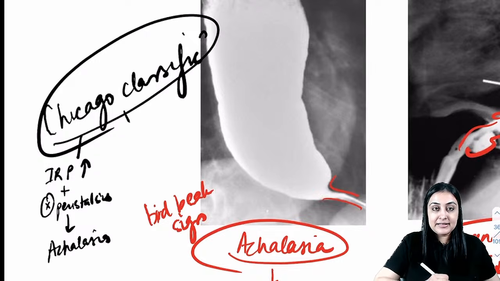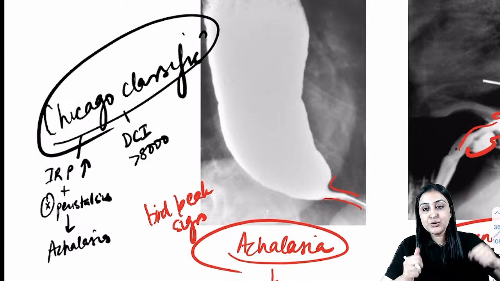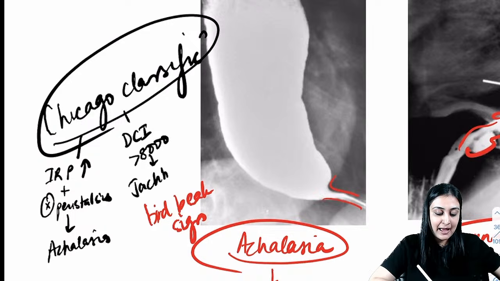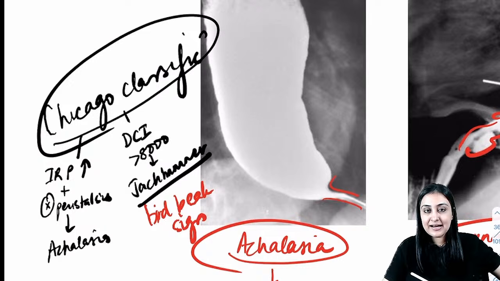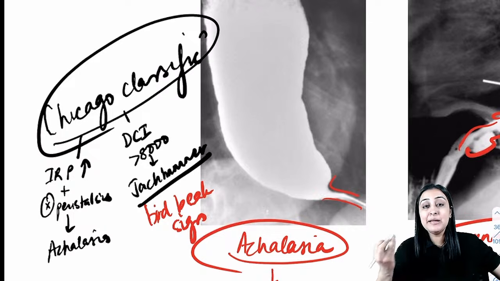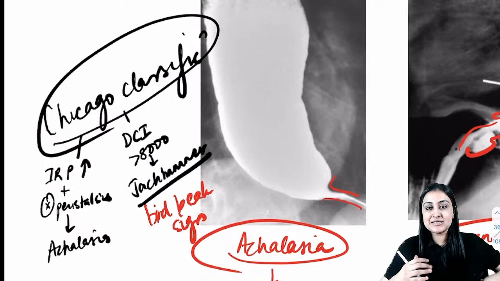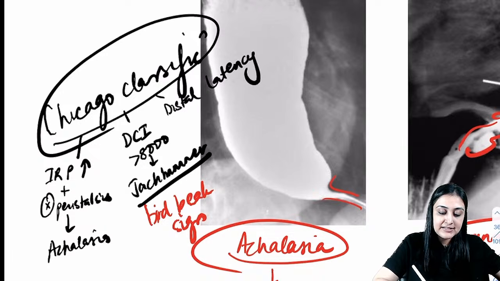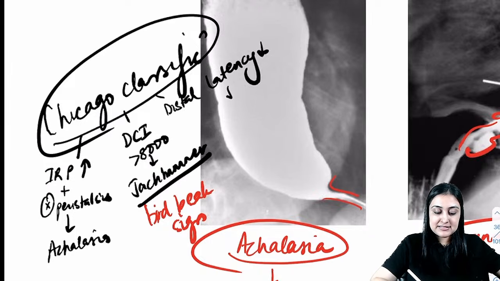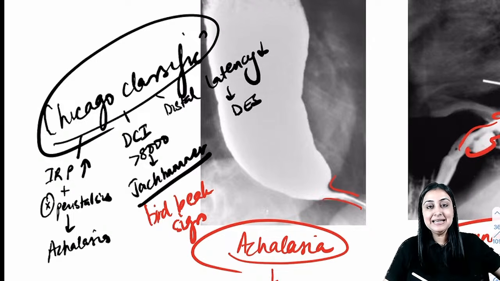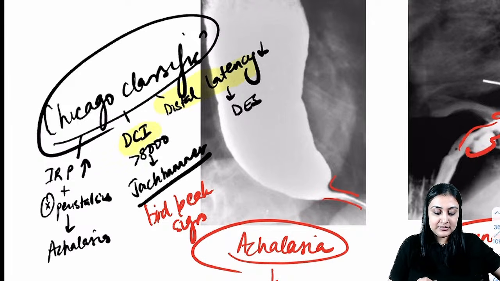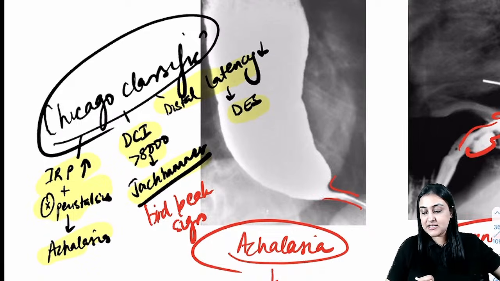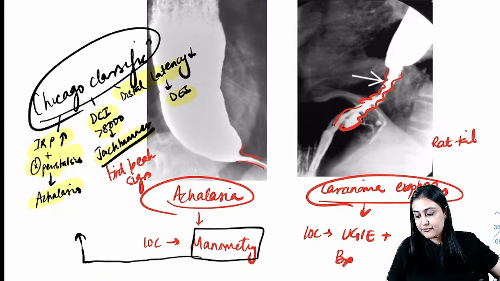If they tell you that the distal contractile integral is more than 8000, high amplitude contractions are happening, this is called jackhammer esophagus. Previously this was called nutcracker esophagus, with jackhammer, and the new name is hypercontractile esophagus. All of these mean high amplitude contraction. If they give you a term like distal latency, and distal latency is reduced, meaning waves are coming again and again, this is seen in diffuse esophageal spasm, DES, right? So three terms, remember, three diagnoses on Chicago classification. These are all motility disorders of the esophagus. Okay? All right, coming back, achalasia, CA esophagus.